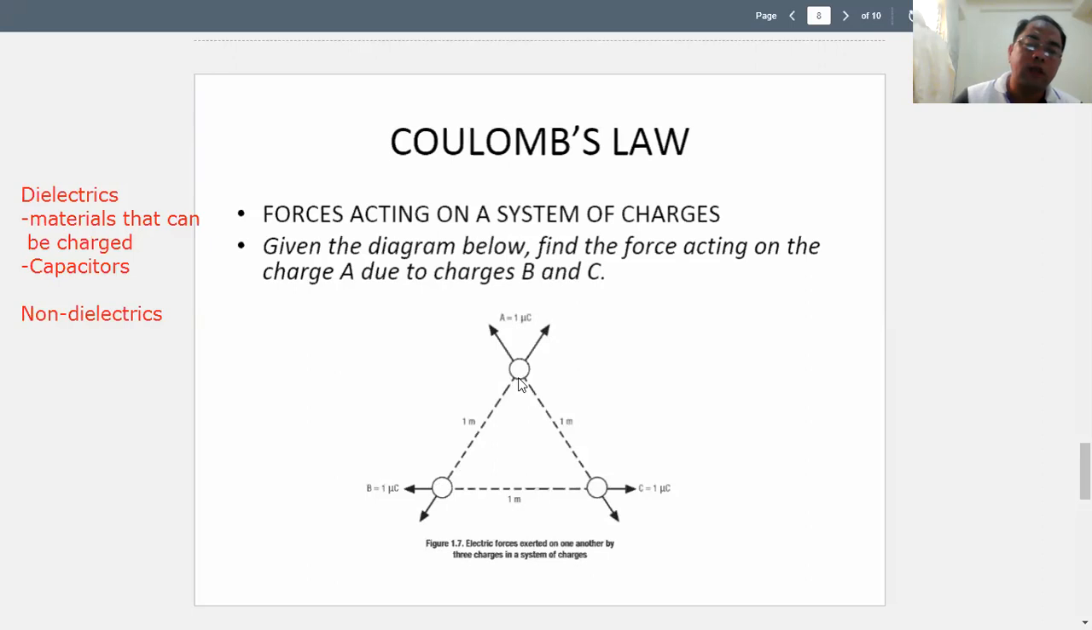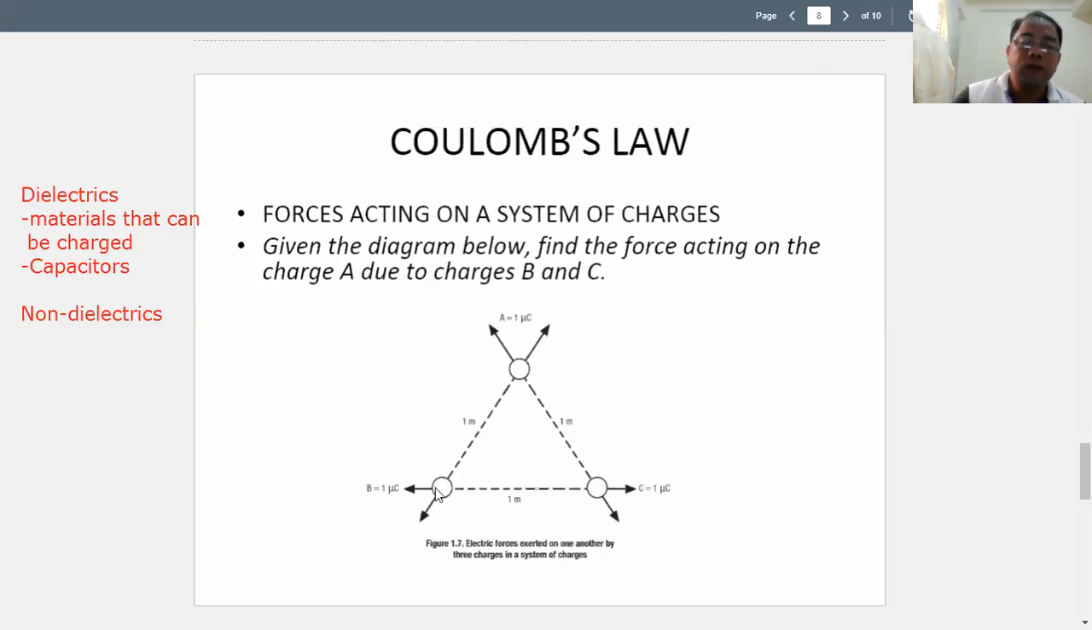But if it's going to be an attraction, maybe this one will go down instead of being pushed up like that, if B is a negative charge and this is a positive charge. So they will tend to have an attraction here.